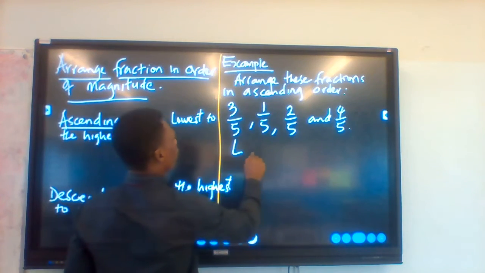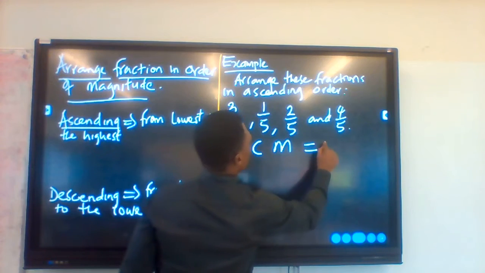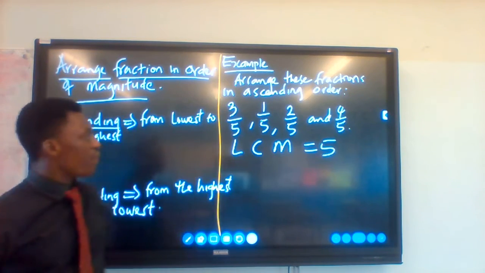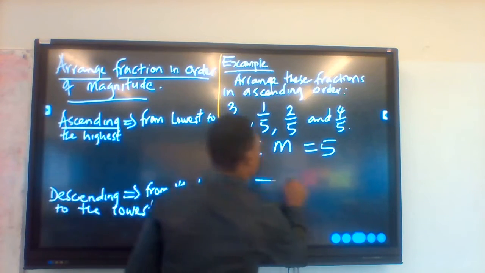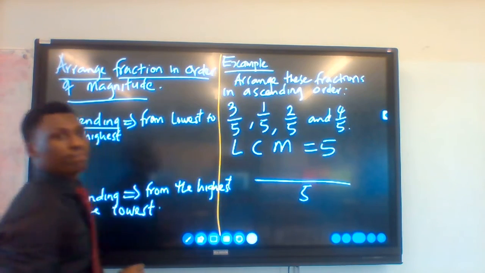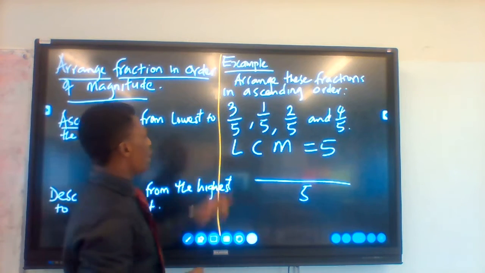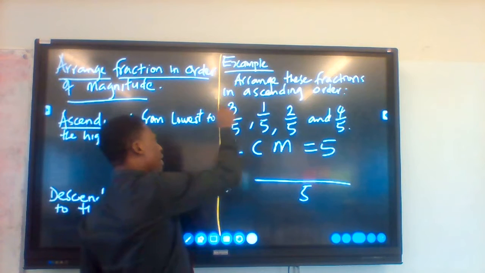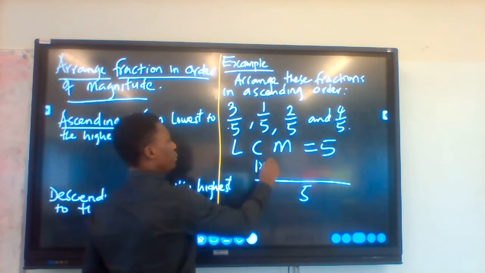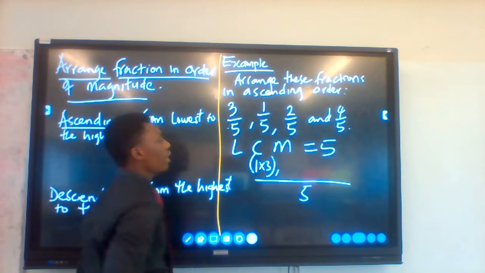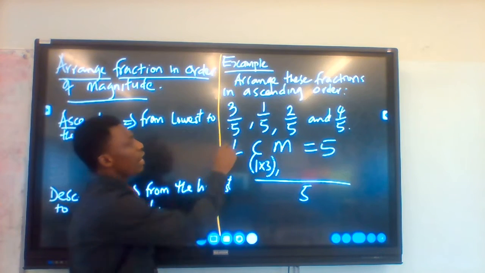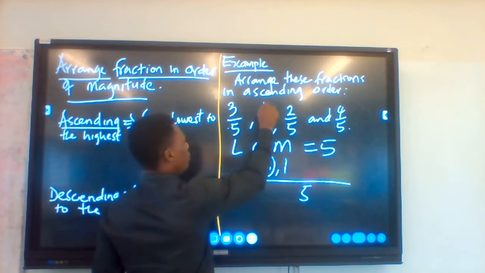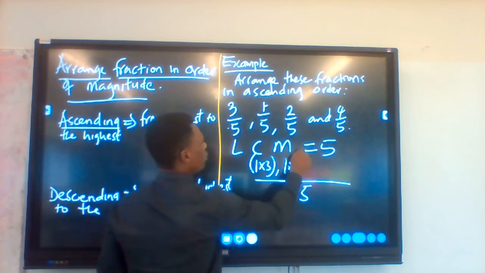The LCM of the denominators here will be 5. Why? Because all the denominators here are 5. So, we are going to draw a line, put your 5 there, and we are going to look at this. How many times does 5 go in 5? 1 time. You say that 1 times your numerator, 1 times 3. Okay? Then we go on again. How many times does 5 go in 5? For the second one, 1 times my numerator here, which is 1.